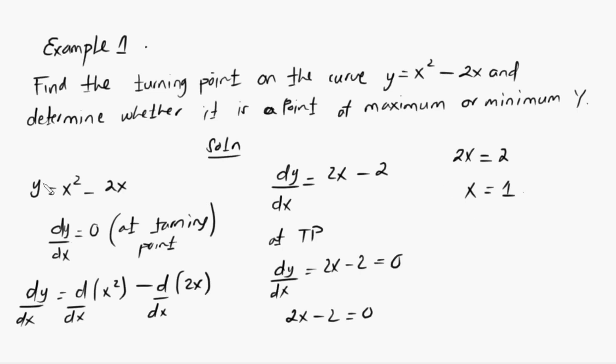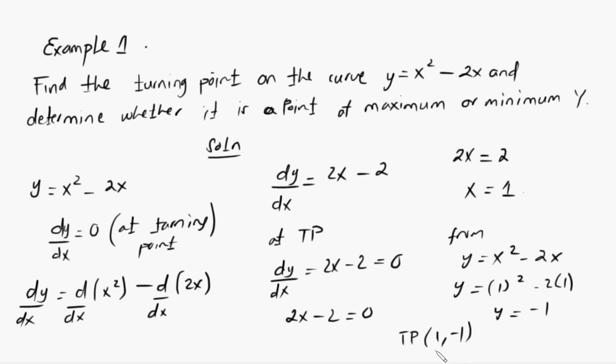So at x is equal to 1, what is y? I go back here now. So from here, y equals x squared minus 2x, okay? Y is just going to be 1 squared, because x is 1, minus 2 times 1. So y is negative 1. So this point now, 1, negative 1 is our turning point. Okay, so we have found the turning point. Our turning point x, y is just 1, negative 1.